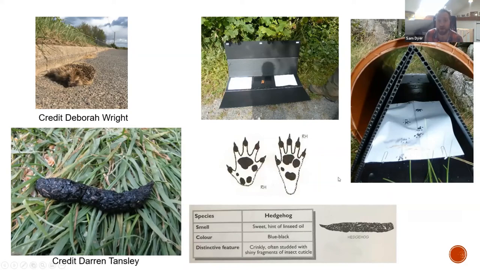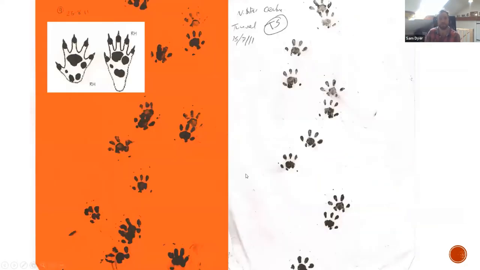And you put it along a linear feature such as a wall, and hedgehogs following along like to go through, and leave very distinctive footprints, which are easy to identify. Often you'll get lots of mice and other small mammals walking over the top of it, or even cats we've had before as well, but the hedgehog footprints are quite obvious and clear, so you can pick those out.